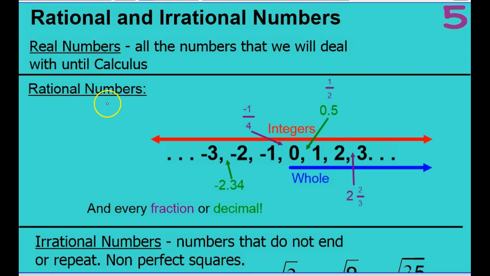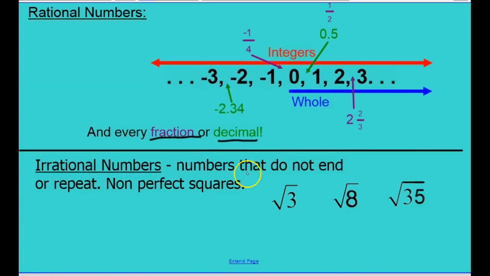Rational numbers are going to be integers, so every number, whole numbers, so everything from 0 and up, and every fraction or decimal. So rational numbers are every fraction or decimal, like negative 1/4, or 1/2, or 0.5, or 2 2/3, or negative 2.34.